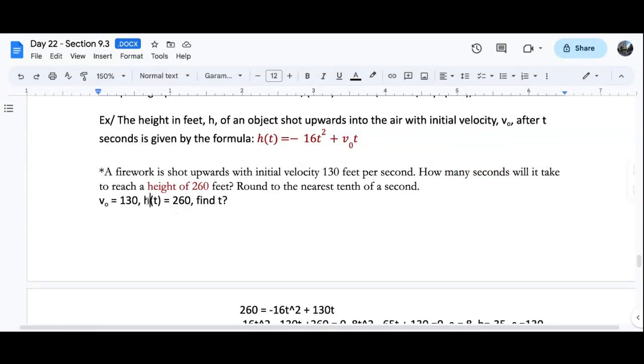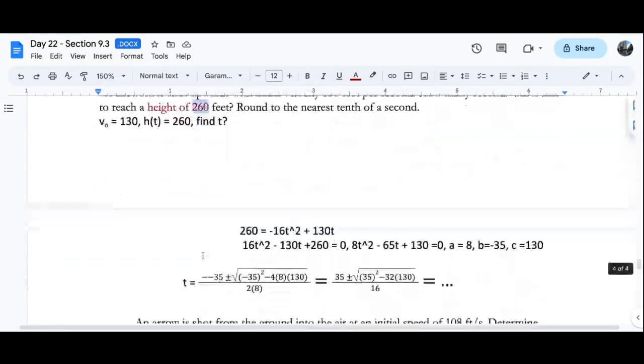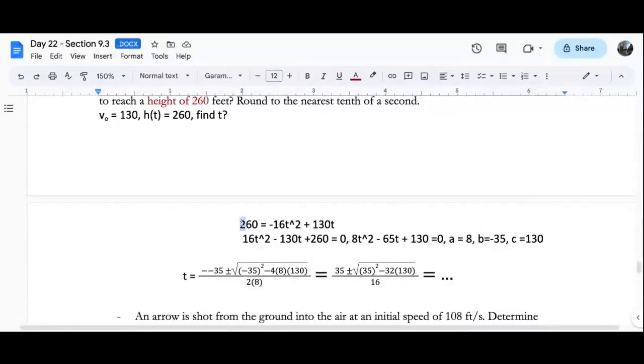So we have h of t equals negative 16 t squared plus v naught t. Then we set h to be 260, and we want to solve for t, right? So that means 260 equals negative 16 t squared plus 130 t.